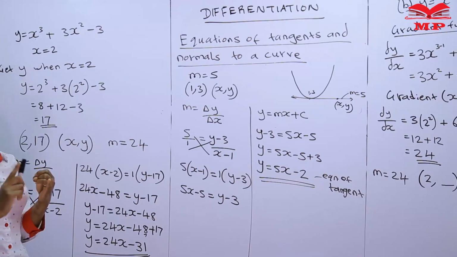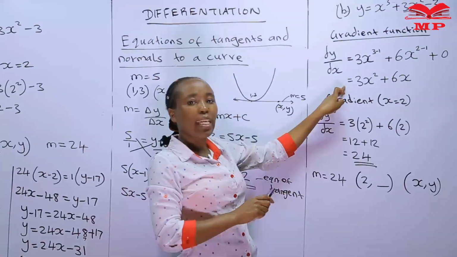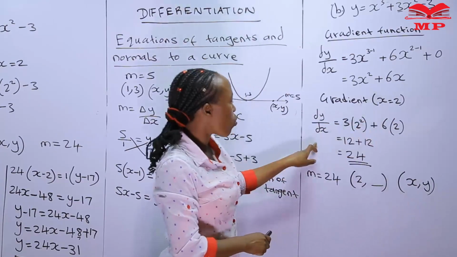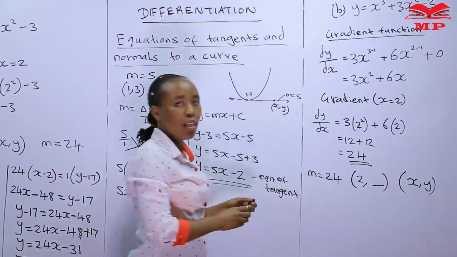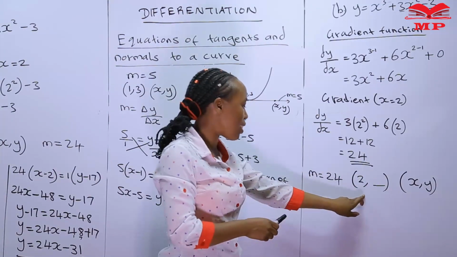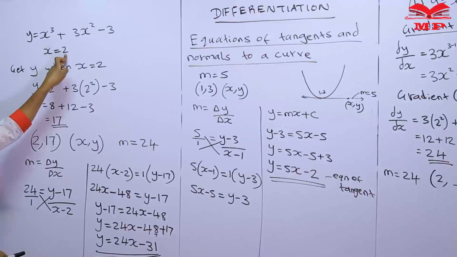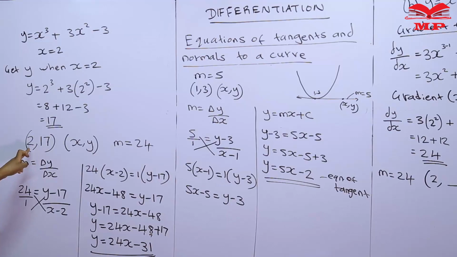So the first thing, get the gradient function when we are given the equation of the curve. After getting the gradient function, get the gradient at the point x is equal to whatever you've been given. Like in this case, our x is 2, so you get the gradient. You also need a point that is given on that line, that is the tangent. So if you have not been given the value of y, you can use the equation and substitute the values of x to get the value of y. So get y when x in our case is 2. After getting y, now you have the point x, y, which is now the coordinate. Then you can calculate the gradient, which is change in y over change in x. From this, you can now get the equation of the tangent.